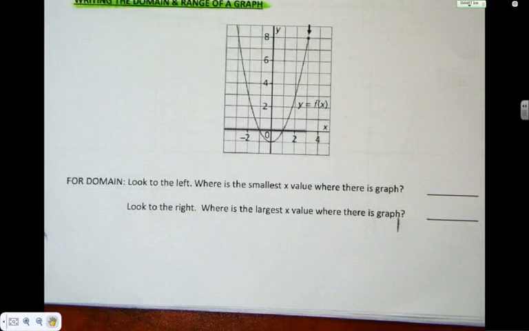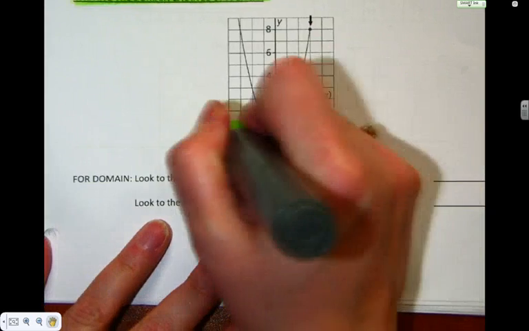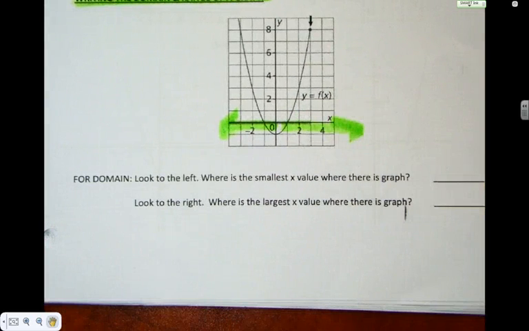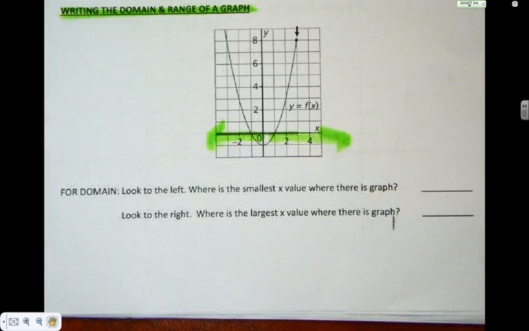Okay, so when we write domain and range of the graph, we're going to start with domain. And domain is all the X values. So what we're going to do is look to the left and look to the right. When we do range in a second, we're going to look up and down. So when you look at domain and you go to the left, you need to say to yourself, what is the smallest possible X value that I can have?